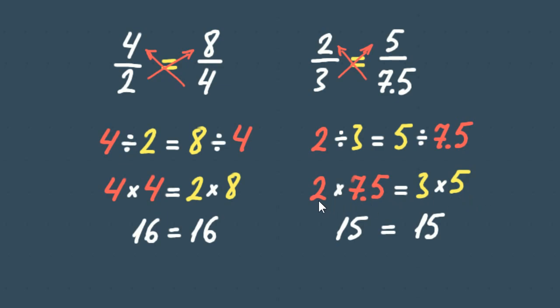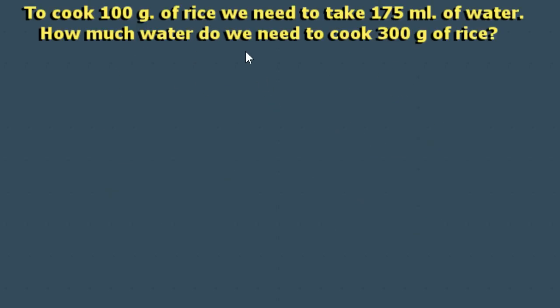We are going to use the proportions to solve problems. For example, to cook 100 grams of rice and it was crumbly, not a lump of porridge, we need to take 175 milliliters of water. How much water do we need to cook 300 grams of rice?